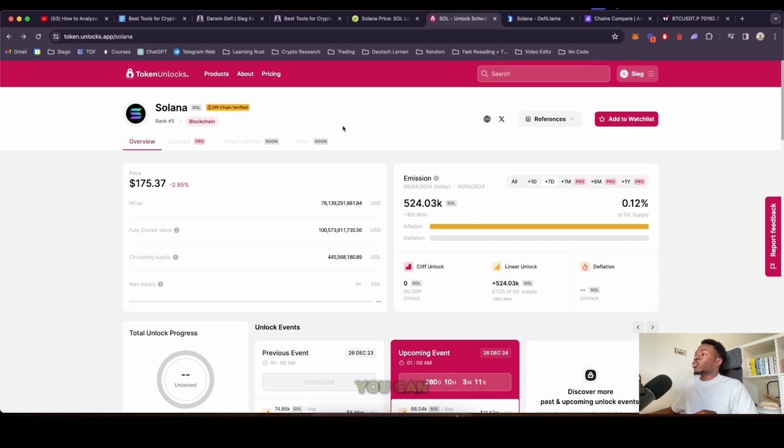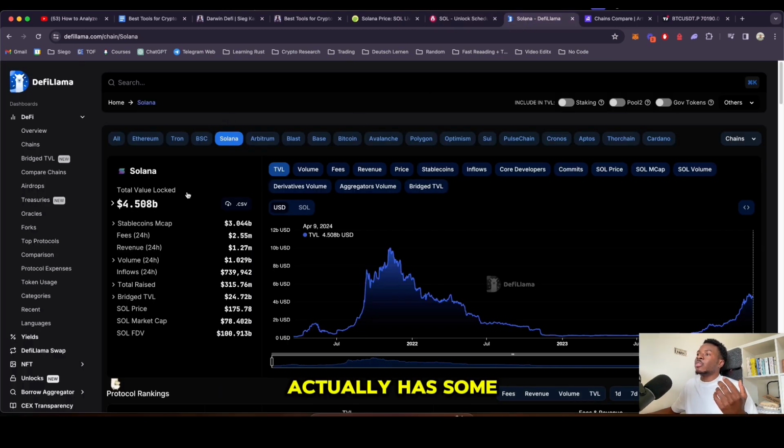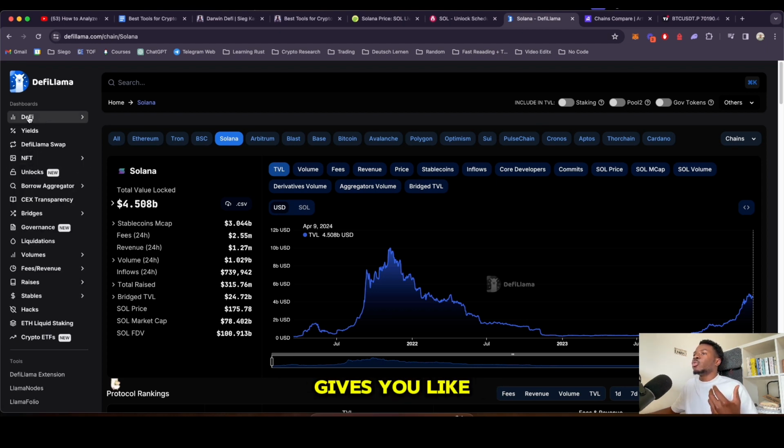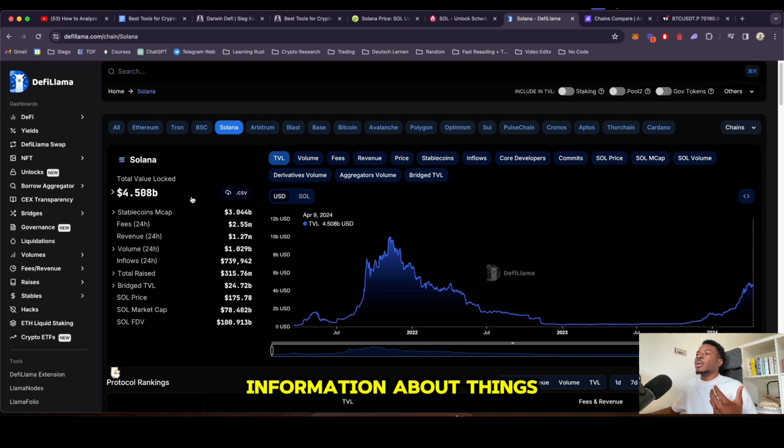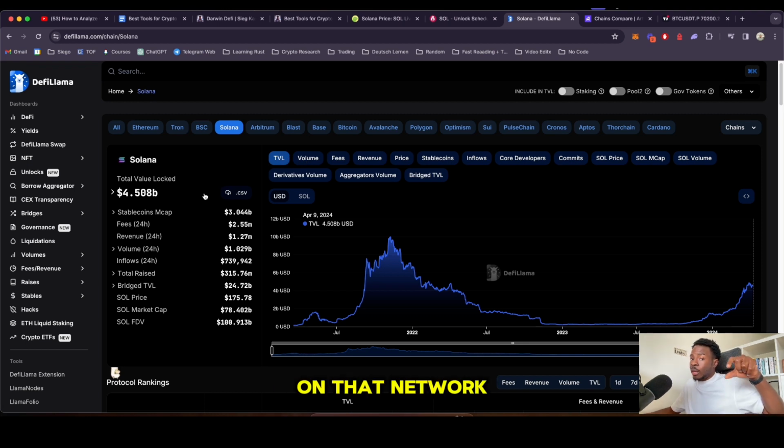And now the next thing that you might want to know is whether the protocol actually has some usage, right? A tool that we can use for this is Defillama, because Defillama gives you an aggregation of information about things like the total value locked. Total value locked is the total value in dollar amount that is locked on that network.